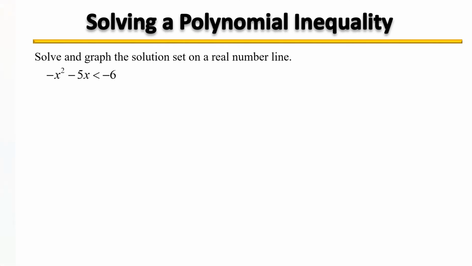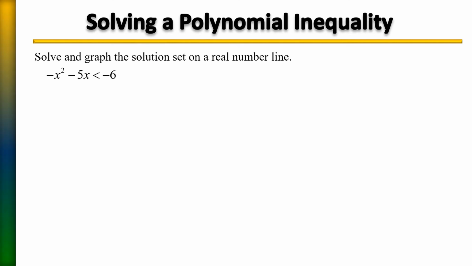Okay, let's do another example. Notice in this example as well, you have terms on both sides. So step 1, you need to make sure you get all your terms on the left, 0 on the right. So to do that, of course, we have to do what? That's correct. Add 6 to each side. So let's go ahead and do that.